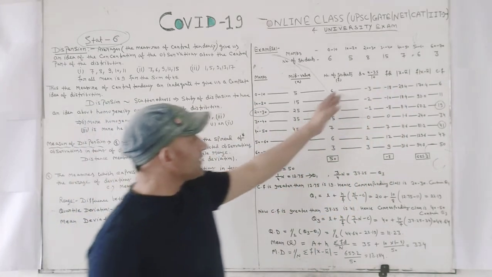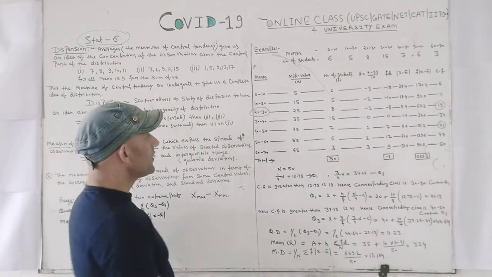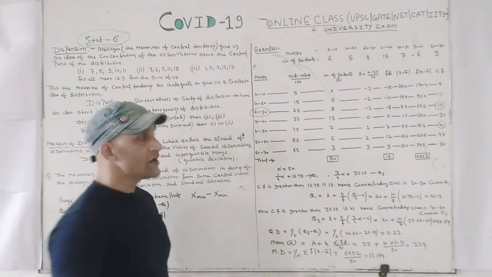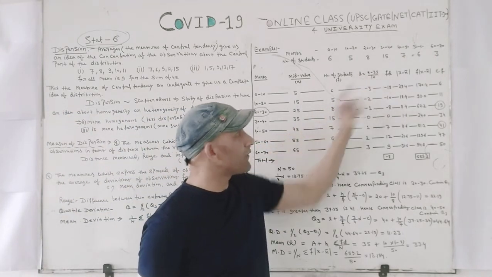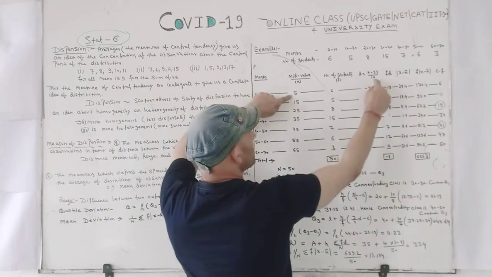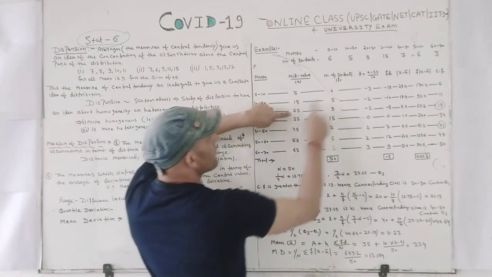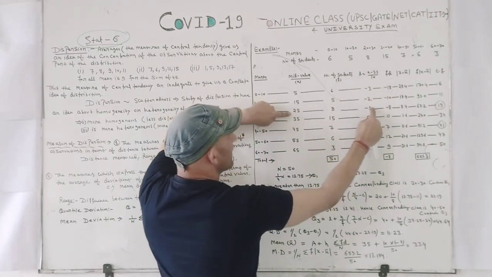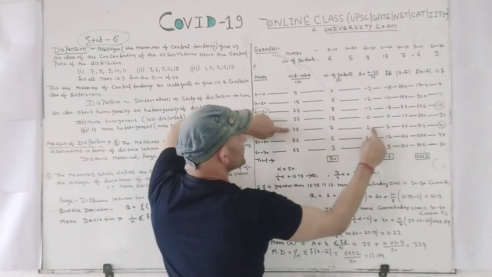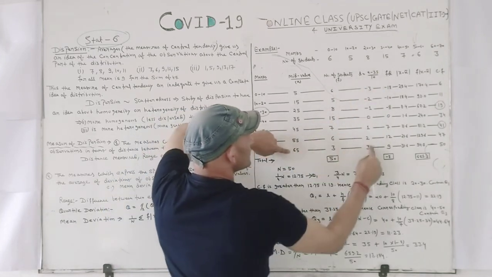Now we will find d. d is equal to (x - 35)/10. What is 35? 35 is the mid value; you can see that among the data, this is the middle one. So x is this: (5 - 35)/10 is equal to -3, (15 - 35)/10 is equal to -2, (25 - 35)/10 is equal to -1, (35 - 35)/10 is equal to 0, (45 - 35)/10 is equal to 1, (55 - 35)/10 is equal to 2, and (65 - 35)/10 is equal to 3.